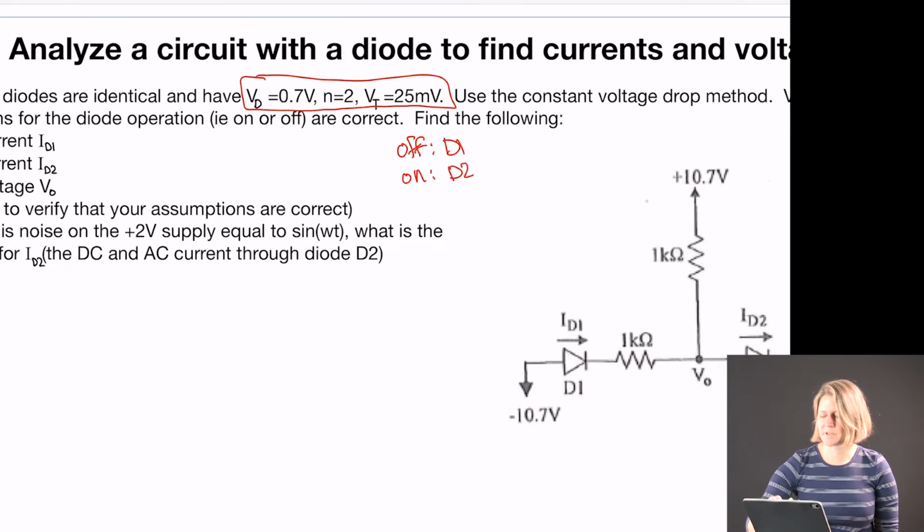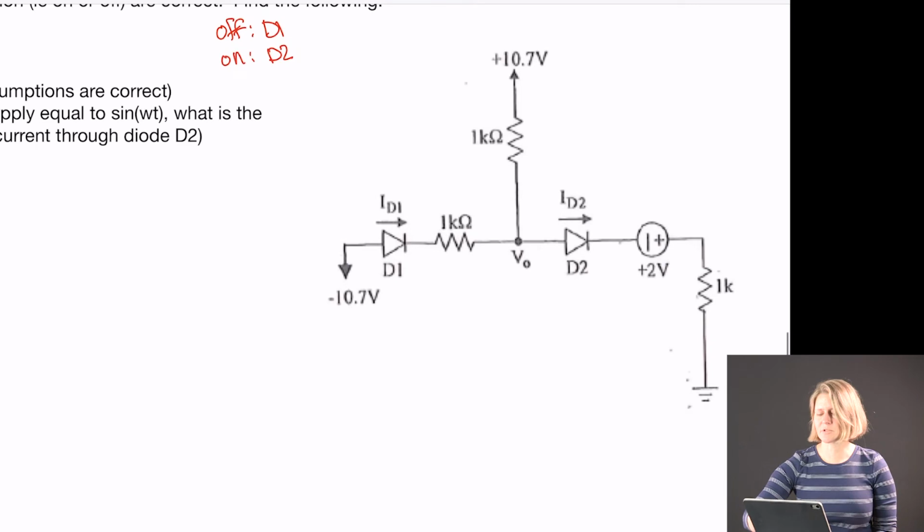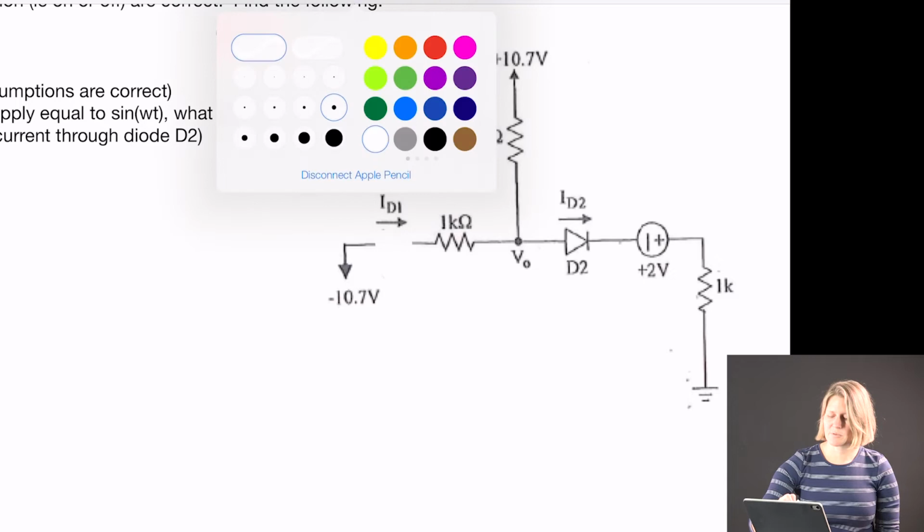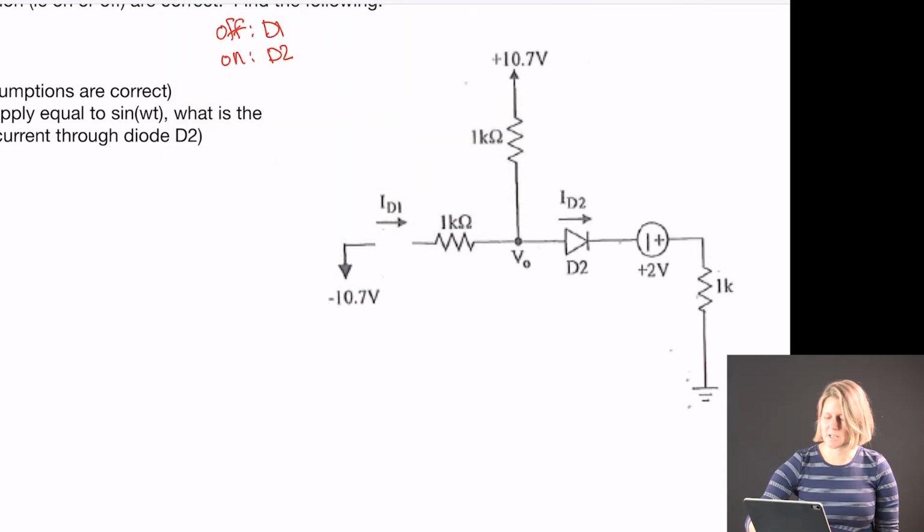So now we're going to replace them with the correct models. For an off, we are going to open it up, and then we have to remember we have to check that VD, and so we are going to have the polarity still in the same direction, so that VD for 1 has to be between here and here.